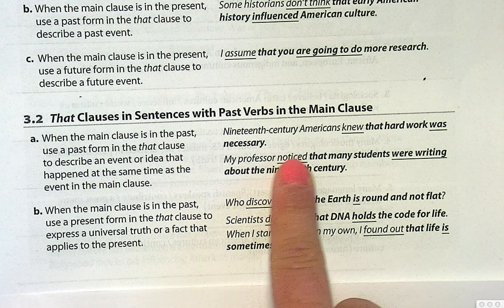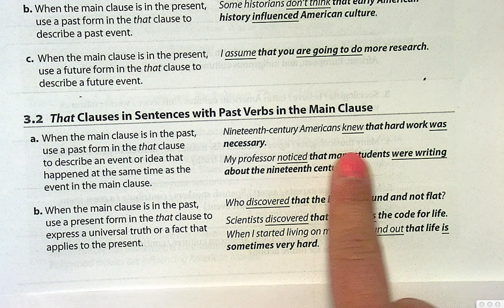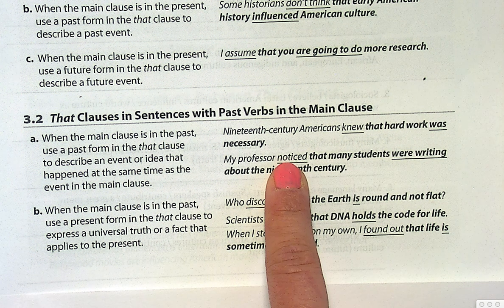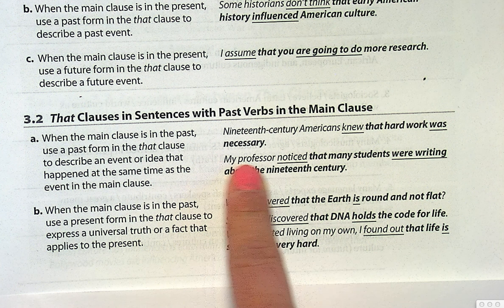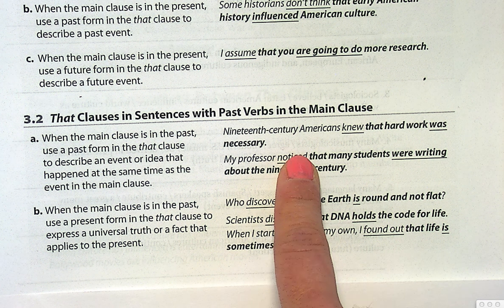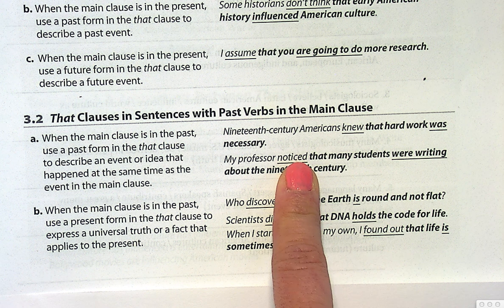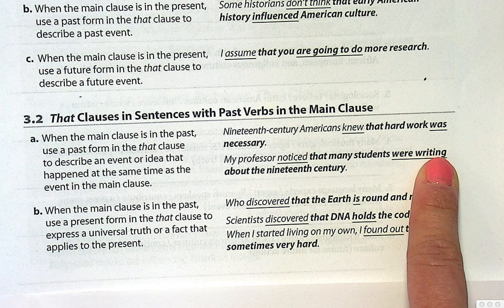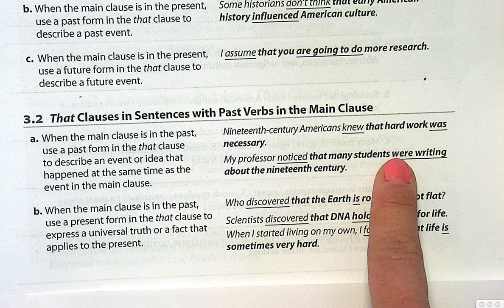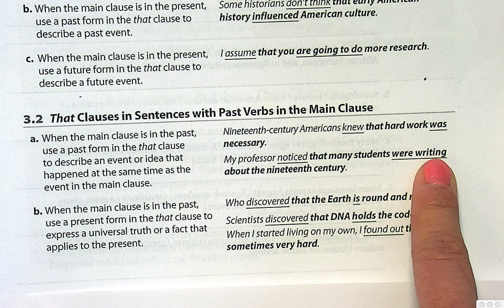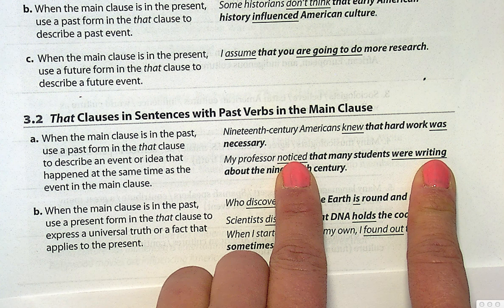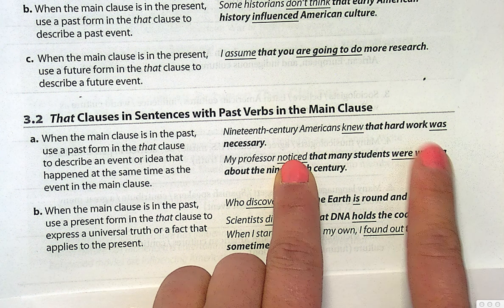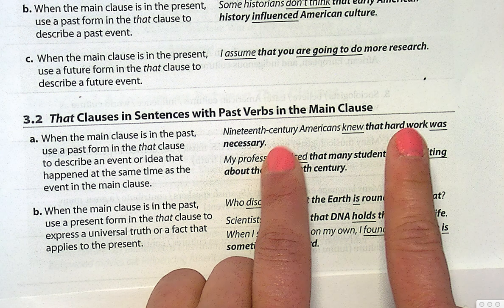Let's take a look at the next example. My professor noticed that many students were writing about the 19th century. You could add something like yesterday, my professor noticed. So we need this past verb because this action, notice, happened in the past. And then were writing is something that they were doing at the same time. It's also in the past. And writing tells us that it's not finished at the time that the professor noticed. So we've got past progressive. Both of these are in the past because both of these actions happened in the past.